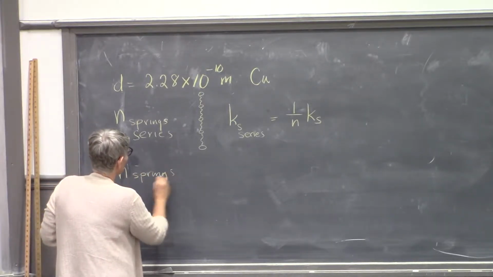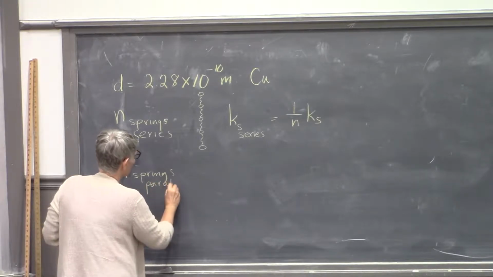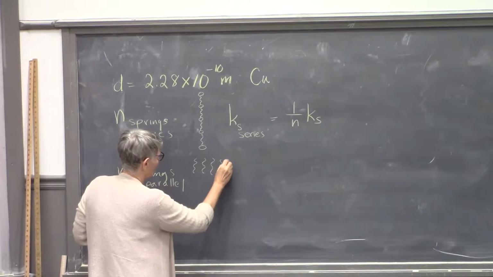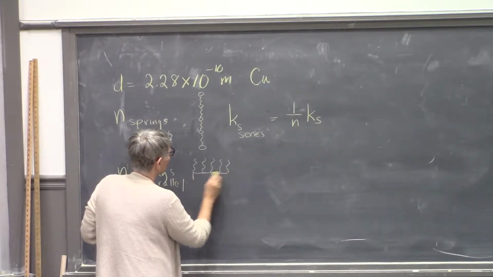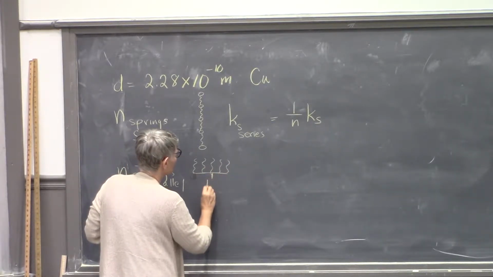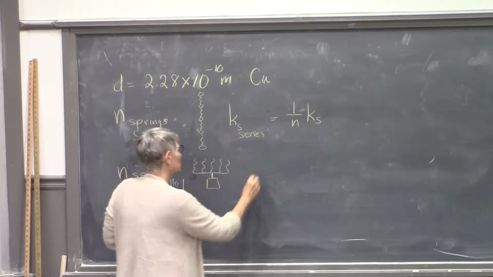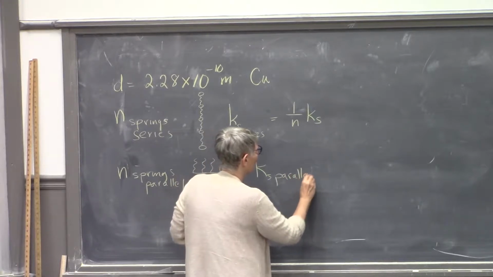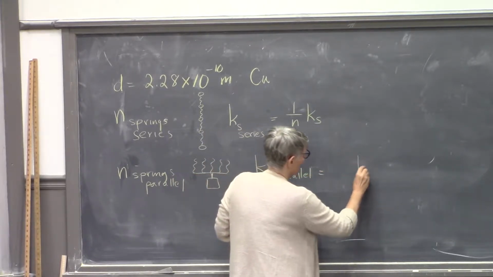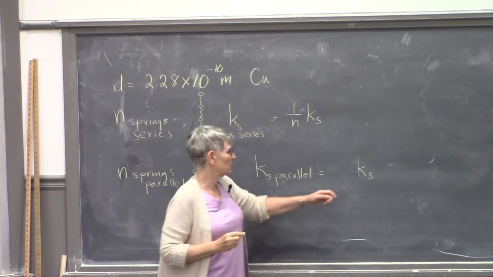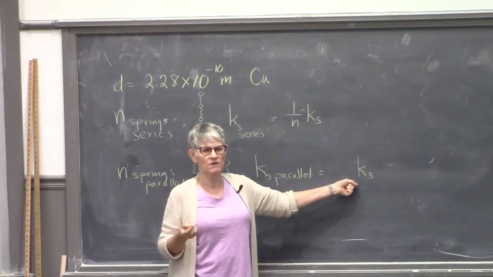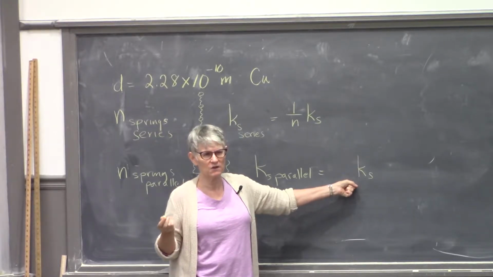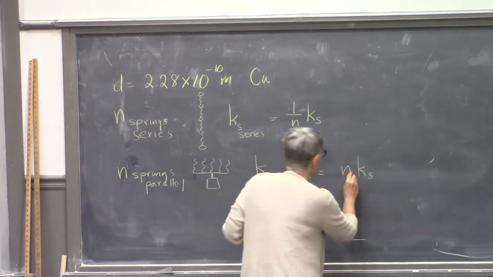And if we had n springs in parallel, meaning all contributing to supporting the same weight, that was proportional to the stiffness of one spring. How? It was n times much stiffer, so it was n.